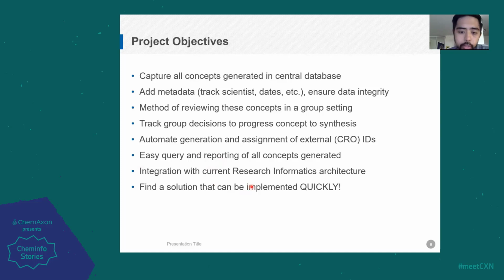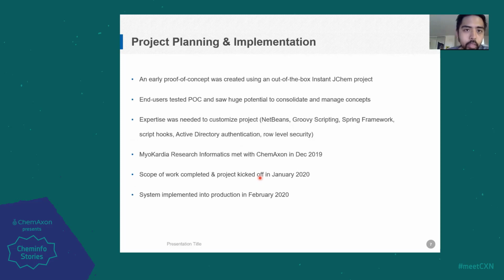And a huge driving force there was as we expanded, we decided to open up our partnerships with additional CROs, and we needed a good way of automatically generating external IDs and tracking that. And of course, a database would be perfect for that. So project planning and implementation. So how did we actually accomplish this?